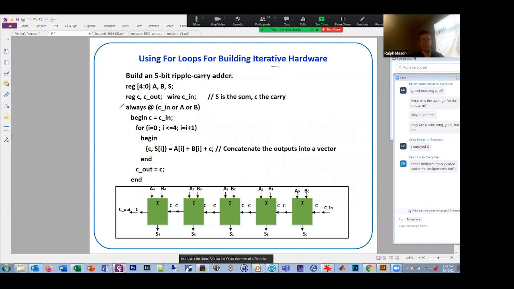And so here's an example of a for loop. It says always @(C_in or A or B), begin C equals C_in. And then it does this for loop for 0 to 5, or 0 to 4. It says C of I+1, S of I equals A of I plus B of I. So basically, this little loop here is building all 5 of these things. So that's kind of convenient for building, especially, a large amount of hardware that you have to build. We don't use them too often, but just be aware that they exist.